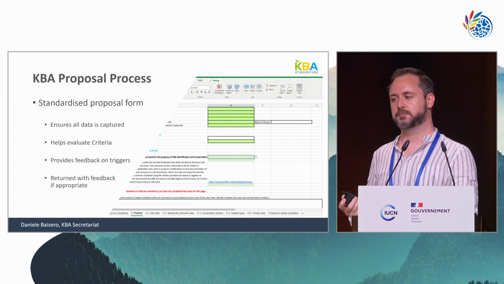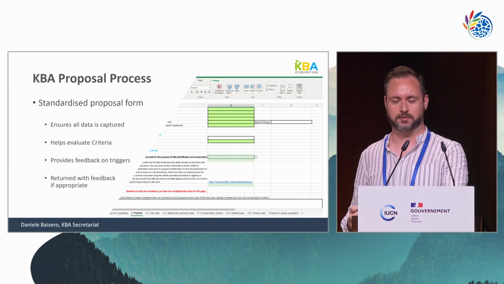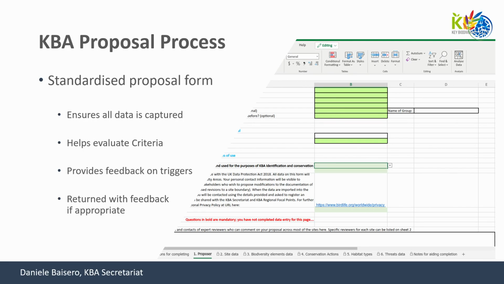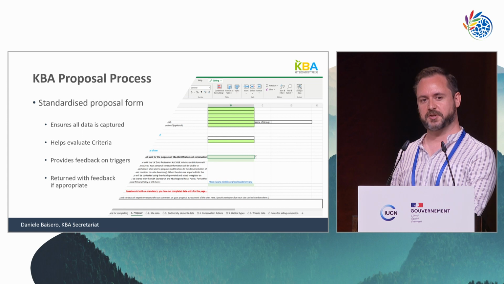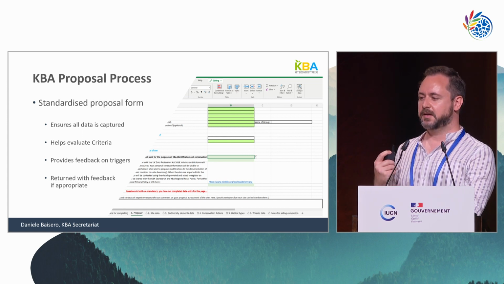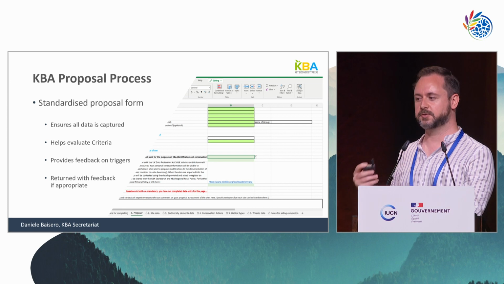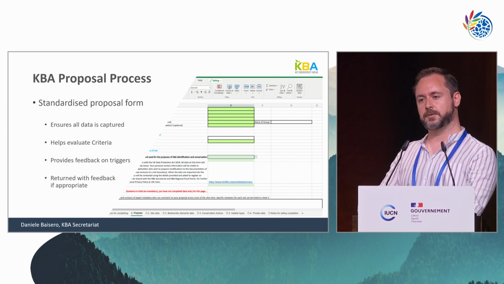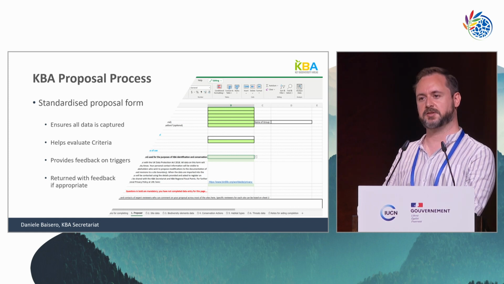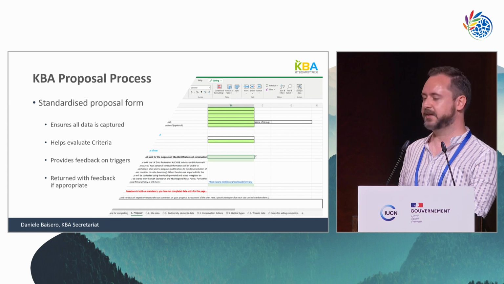To facilitate the proposal process, we have made a standardized proposal form, which is an Excel spreadsheet with, I believe, 6 sheets in the current version. These will help you by ensuring that all of the data necessary for the proposal of KBAs is captured. It helps you evaluate criteria by telling you which criteria are potentially flagged as you compile the form. And it gives you feedback on which species are triggers as you compile this data. It's also possible for you to receive feedback when you submit this form in the KBA proposal evaluation process, as we will tell you and help you in compiling it so that the information is more robustly inserted into our data structure.